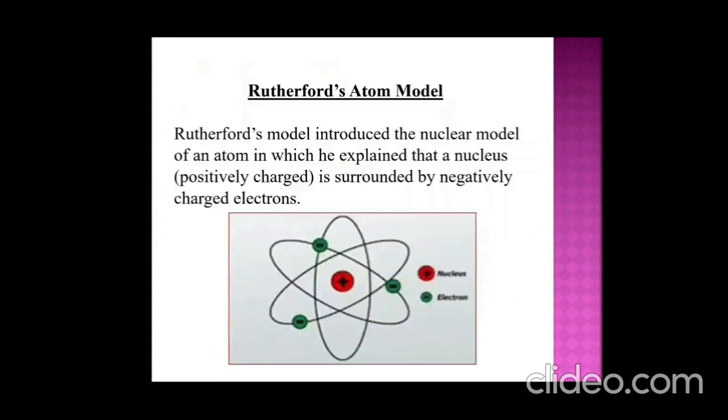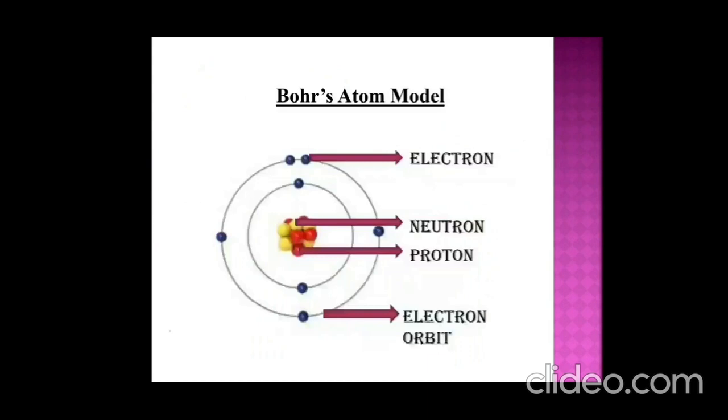Next, we will see Rutherford's atom model. It says that a positively charged nucleus is surrounded by negatively charged electrons. After that, Bohr's atom model was proposed, in which he said that protons and neutrons combine to form a nucleus at the center of an atom, and the electrons revolve around the nucleus in an electron orbit. Proton is positively charged, electron is negatively charged, and finally, neutron has no charge.